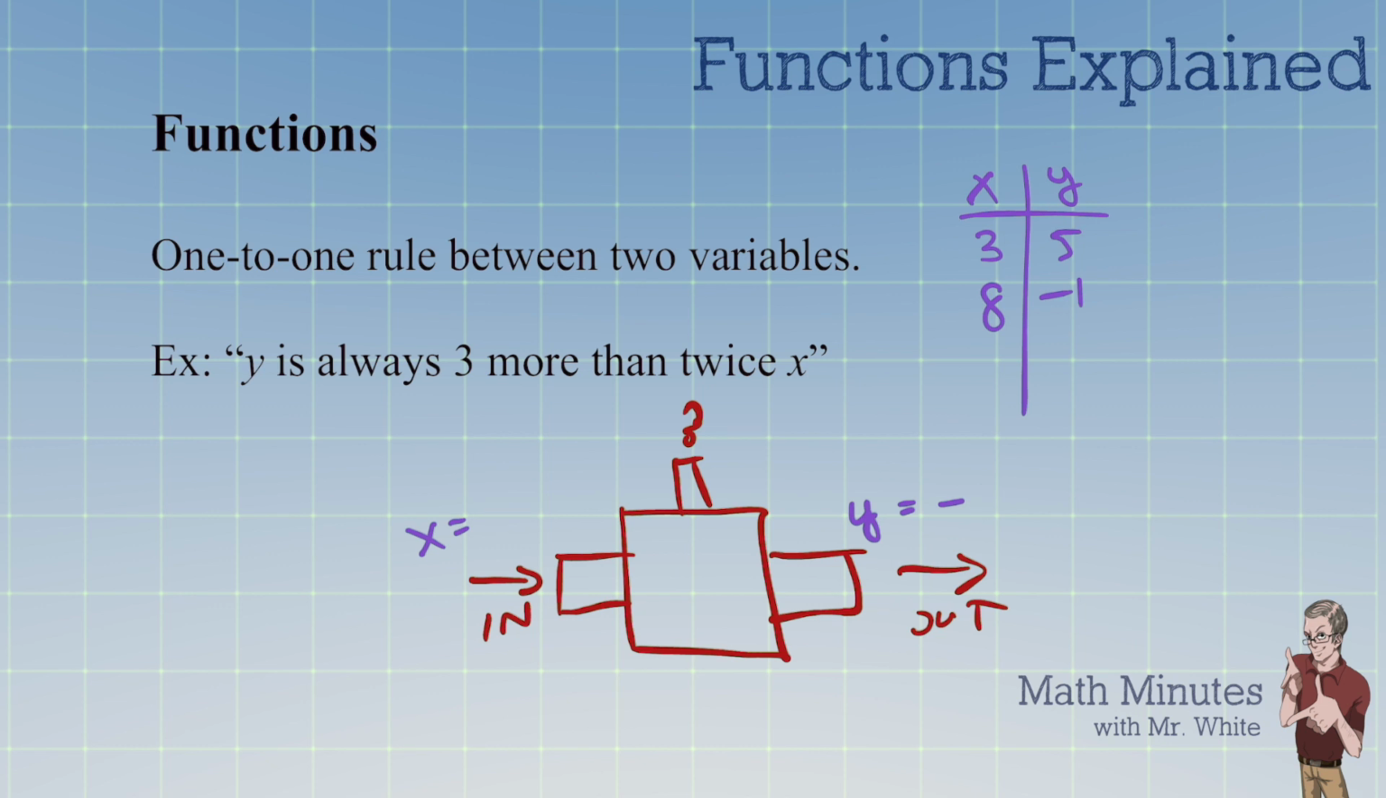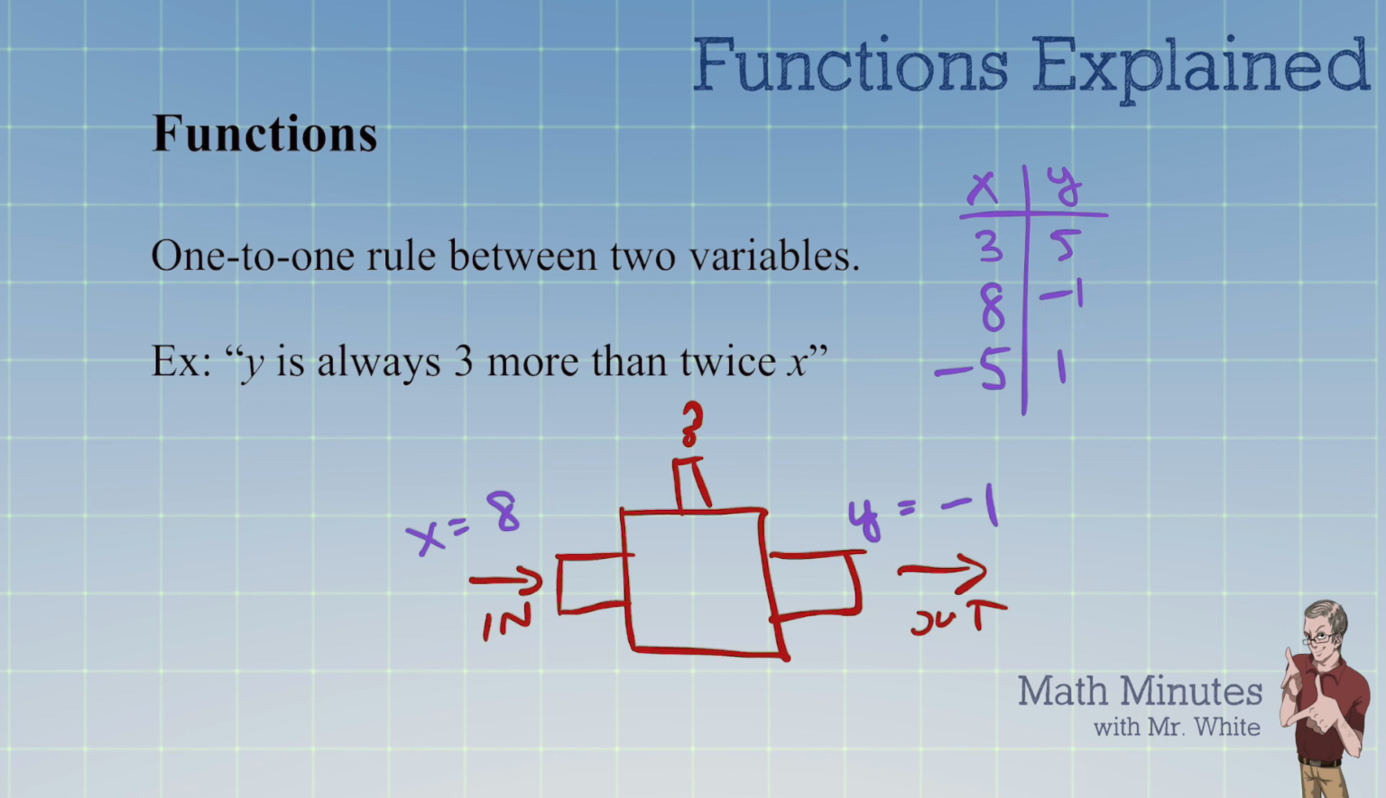And let's try one more combination. Maybe we put -5 into this machine and out pops 1. Now what if I went back and I put 8 in there again? What's going to happen? It's going to spit out -1. That's what's meant by one-to-one. Every time I put a certain number in, it's predictable based on some sort of formula. The same output happens every time.